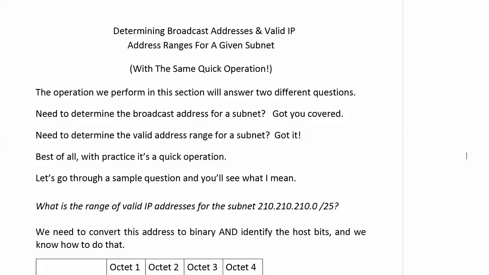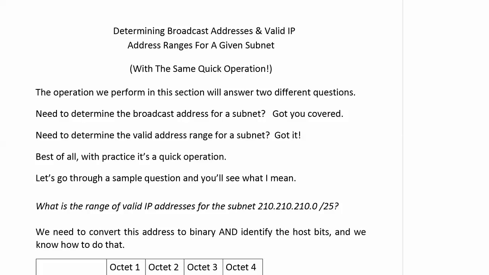You've heard of BOGO, of course, buy one, get one free. Well, here you're doing LOGO. You're learning one and getting one free because you're going to learn one simple operation that gives you two very important values. One, it's going to give you the broadcast address for any given subnet, and it's going to give you the range of valid IP addresses that we can put on hosts for any given subnet.